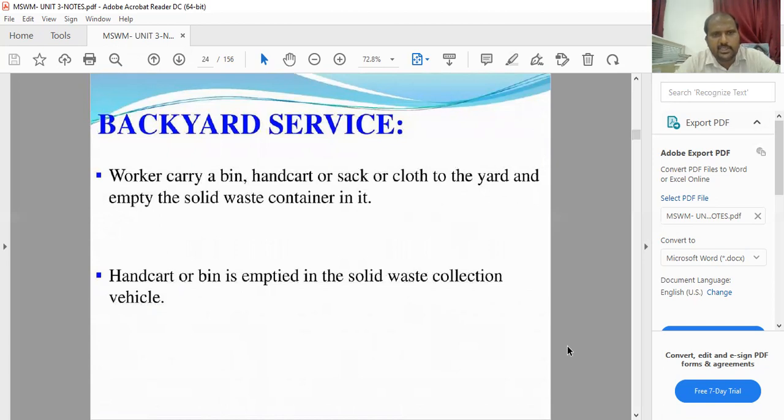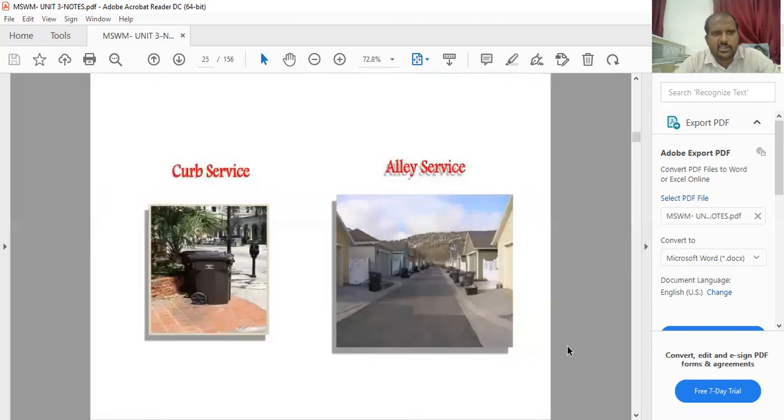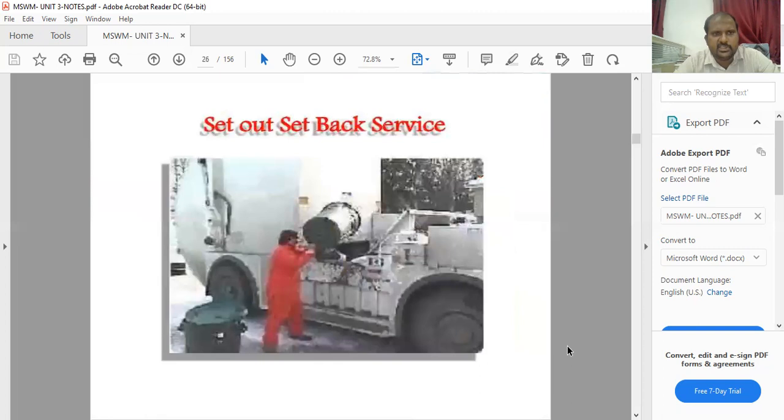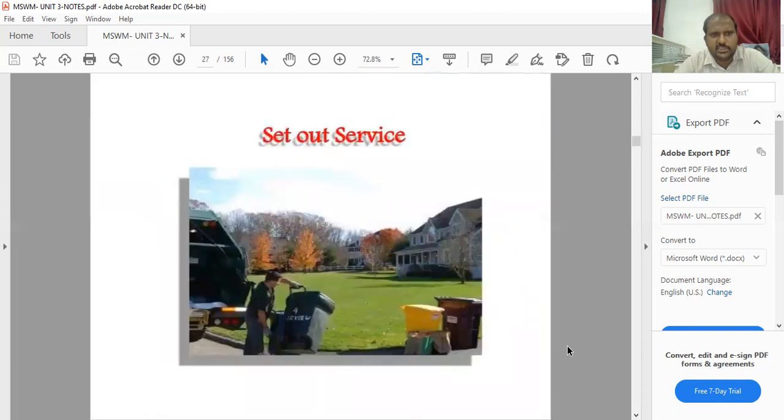And backyard service is nothing but a worker carrying a bin, handcart, a sack, or cloth to the yard and emptying the solid waste container. The handcart or bin is emptied into the solid waste collection vehicle. And these are the curb service, alley service, and set out and setback service. These are some examples of set out service.